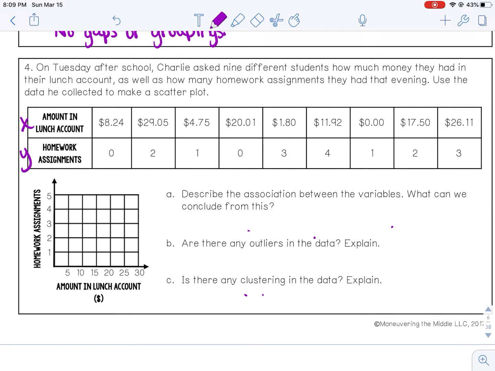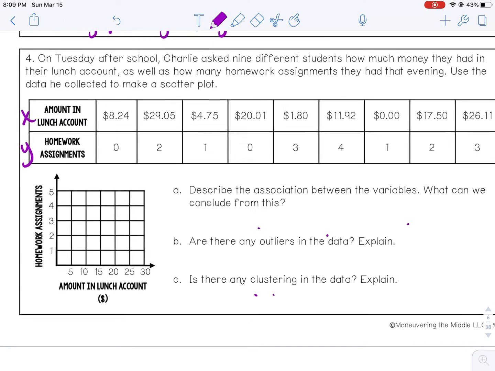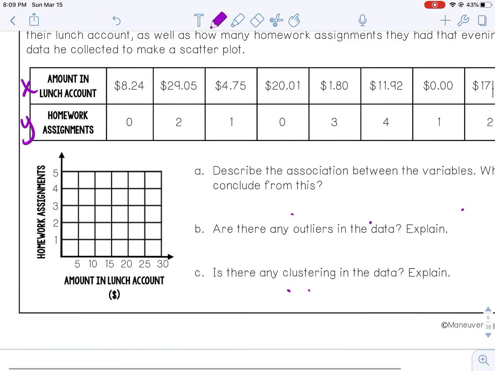First of all, what do you think is going to happen? Do we have any correlation between the two? The amount of money you have in your lunch account, do you think that's going to determine how many homework assignments you get? Probably not. Let's see if that works out. All right, so our lunch account is counting by $5, and our homework is counting by 1s. Okay, so that works out.